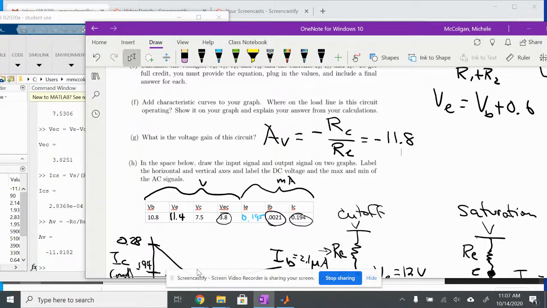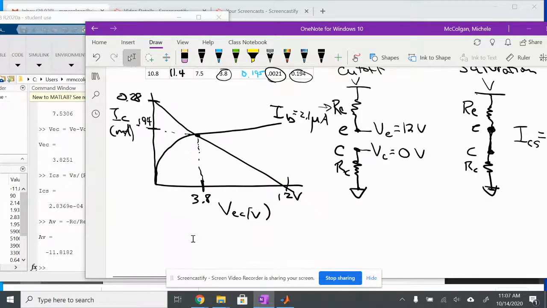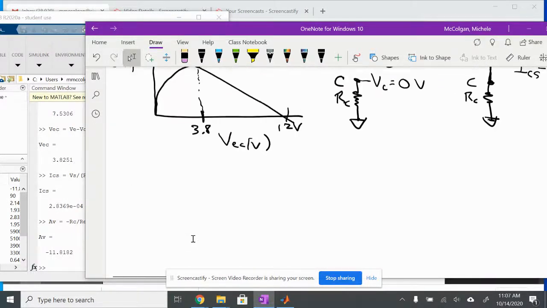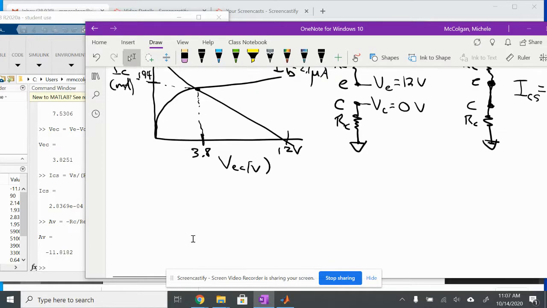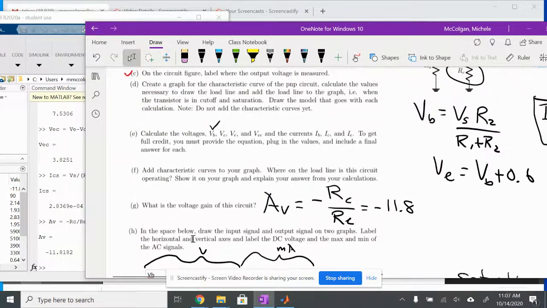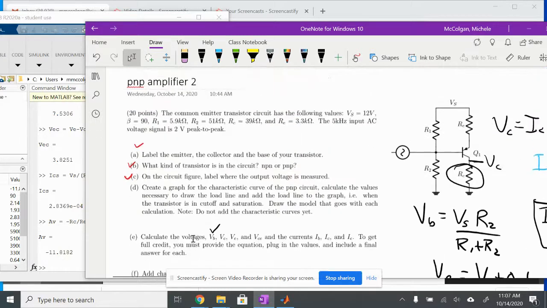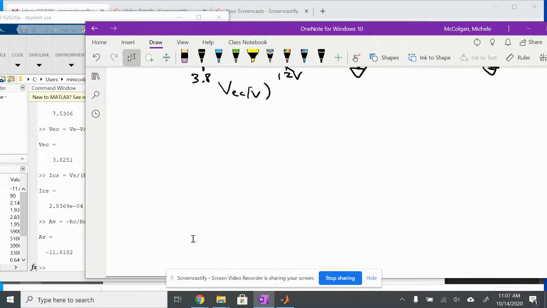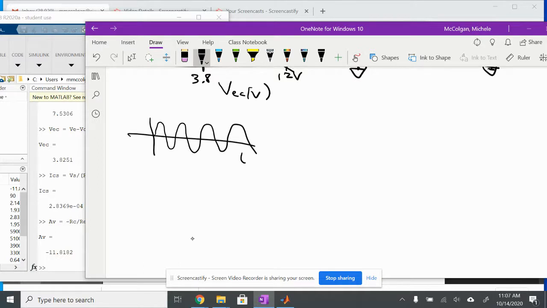If I think about an input, notice I haven't even talked about my time varying signal yet. I needed to set this whole circuit up to understand the bias, to understand my output, right? And so what I need to do now is think about my time varying signal. Notice it's 1 volt. So I've got a 1 volt signal that looks like this. This is time, this is voltage, this is 1 volt.